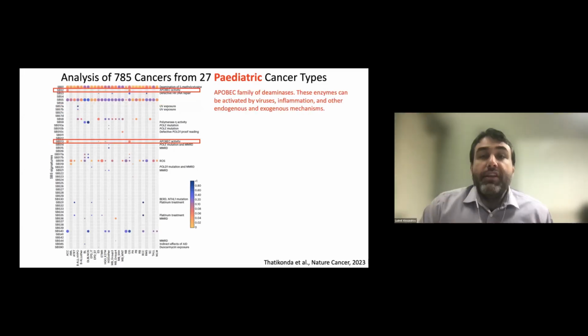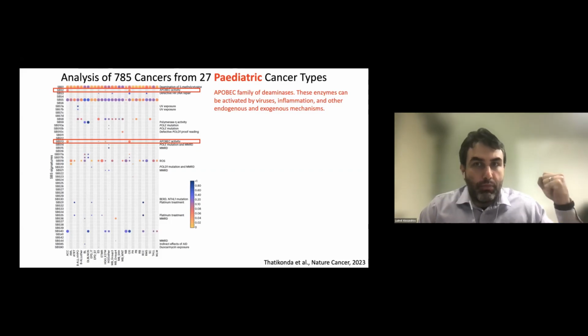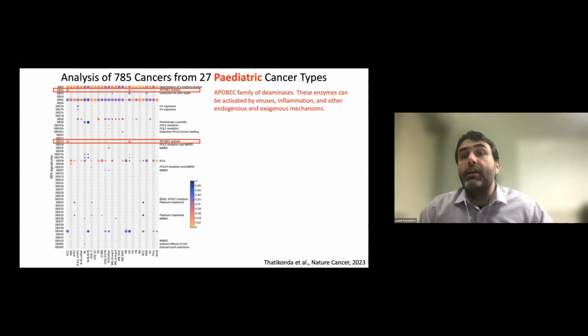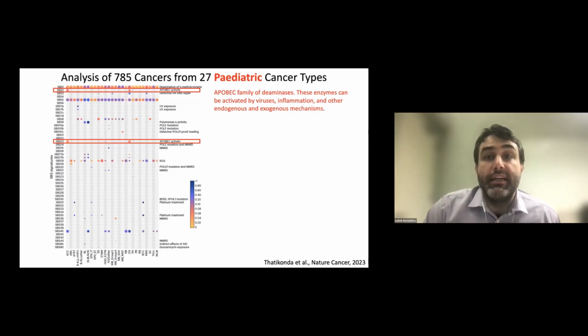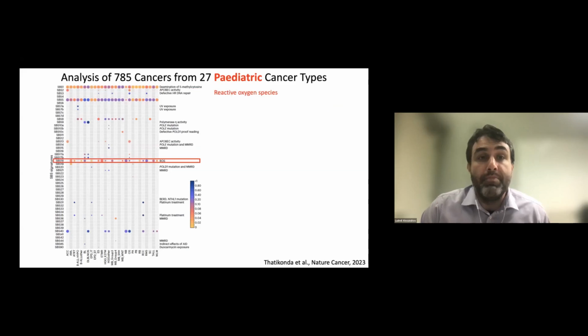The other signatures of interest are the Apobec family of deaminases. These are enzymes that can be activated by viruses. In adulthood cancers, if you have an HPV infection, they'll get activated very strongly. They can get activated by inflammation. They can get activated by other endogenous and exogenous mechanisms. There is no evidence here that they're getting activated by external factors in these childhood cancers, but it's possible.